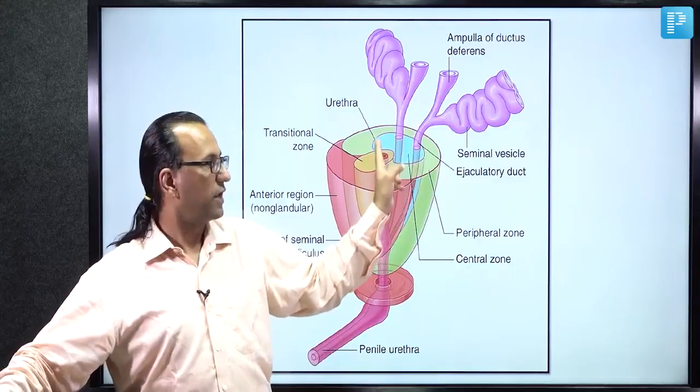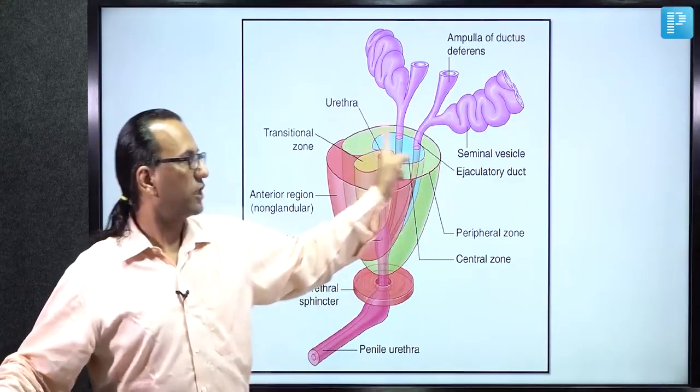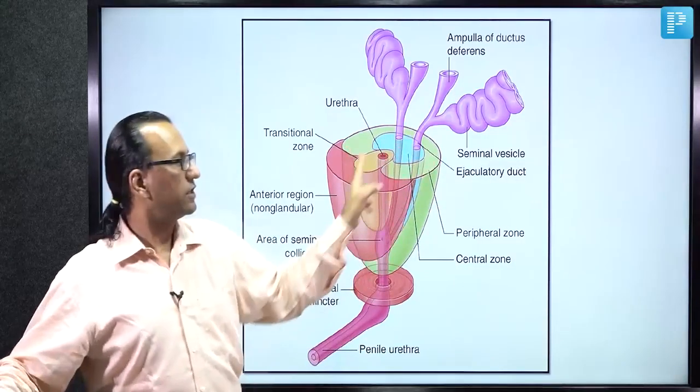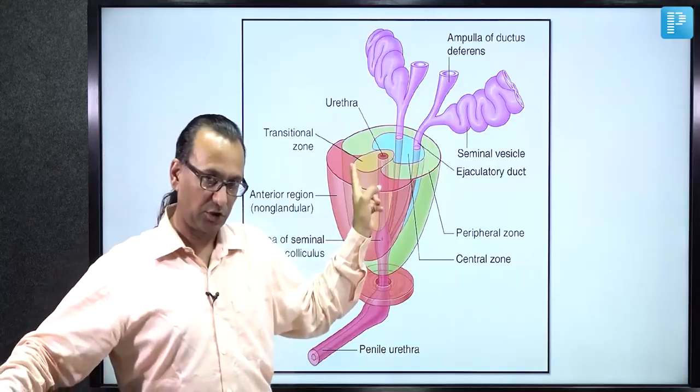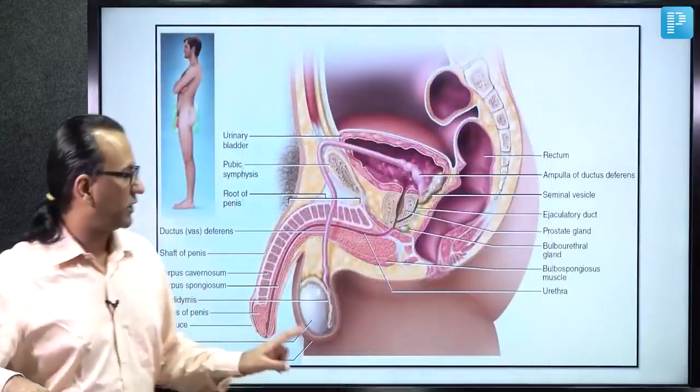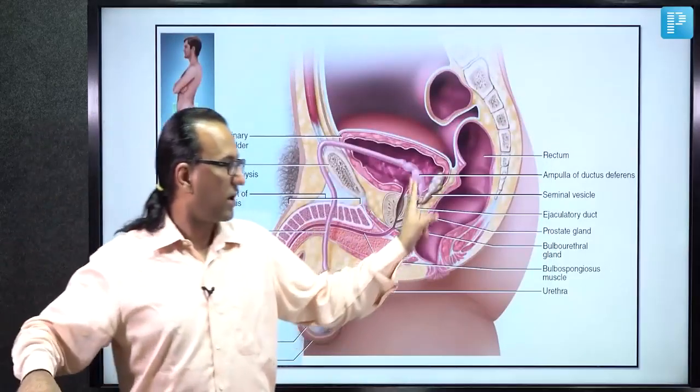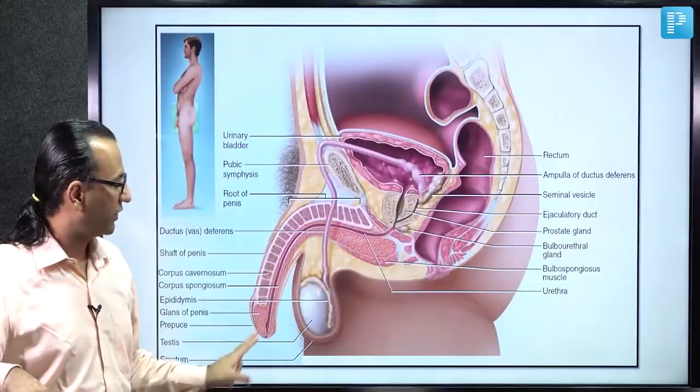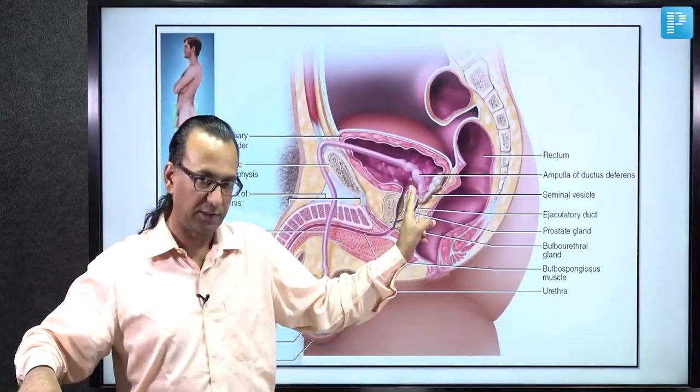So our focus usually remains on the peripheral zone because it is prone to cancer, and the periurethral zone because it is prone to BPH. Here we want to discuss the details of the male urethra now, and the length of the male urethra is approximately 20 centimeters.